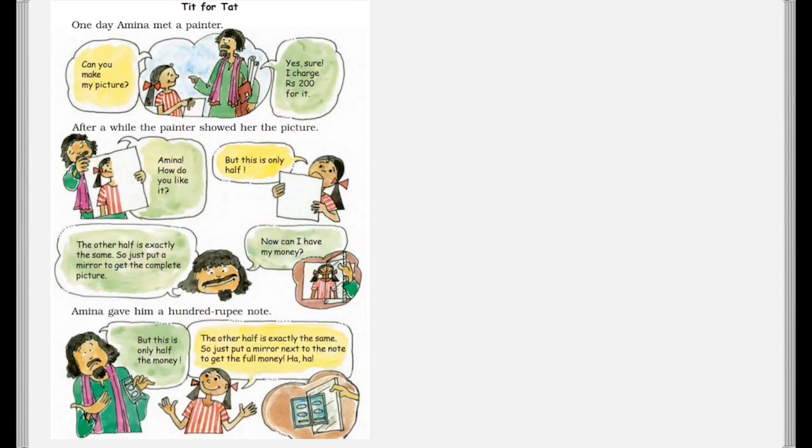Amina gave him a 100 rupee note. "But this is only half the money. The other half is exactly the same. So just put a mirror next to the note and you'll get the full money." Ha ha. So Amina did not get tricked by the painter and she acted wisely.